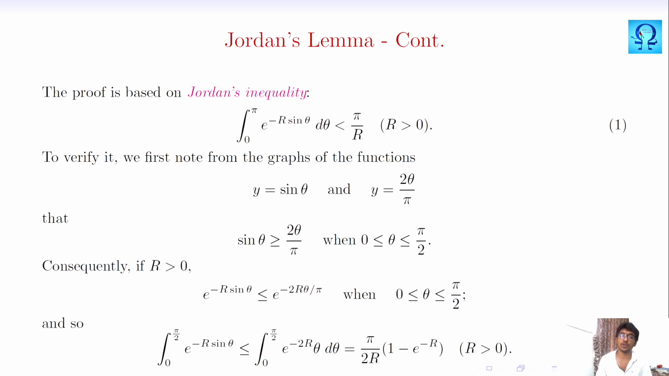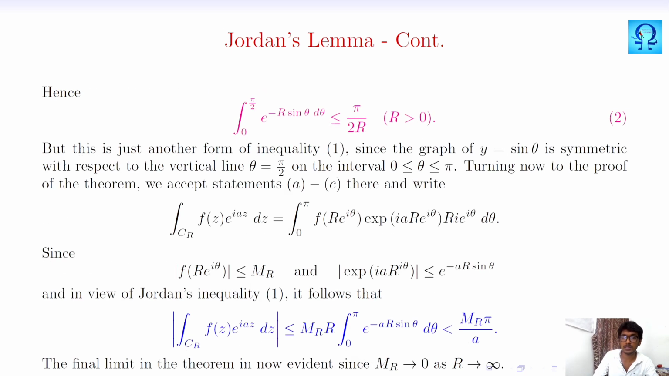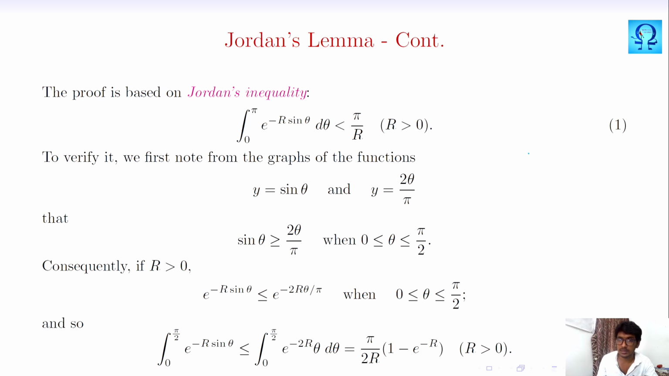Now, in order to prove this lemma, we are going to establish something called the Jordan inequality, which is given in equation 1. First of all, we have to establish that this is true. Based on this Jordan inequality only, we are going to prove the Jordan lemma. So first of all, we have to prove this Jordan inequality is true.